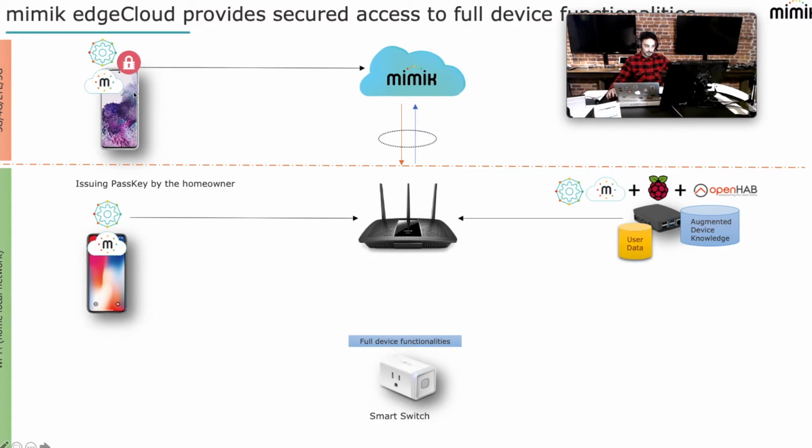Once that guest has that passkey, when they enter the home, they will use that passkey and they will be granted access to the device, in my situation, the Windows OS that has OpenHAB and the augmented device knowledge, including edgeEngine and the microservices. And when they get to the house or property and use that key, they are able to communicate with the smart switch, discover it, connect to it, and communicate with it with its full device functionalities.